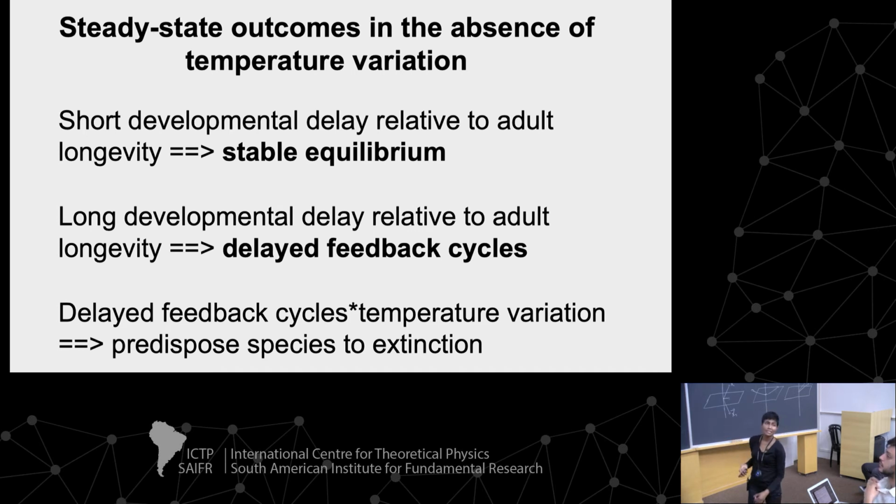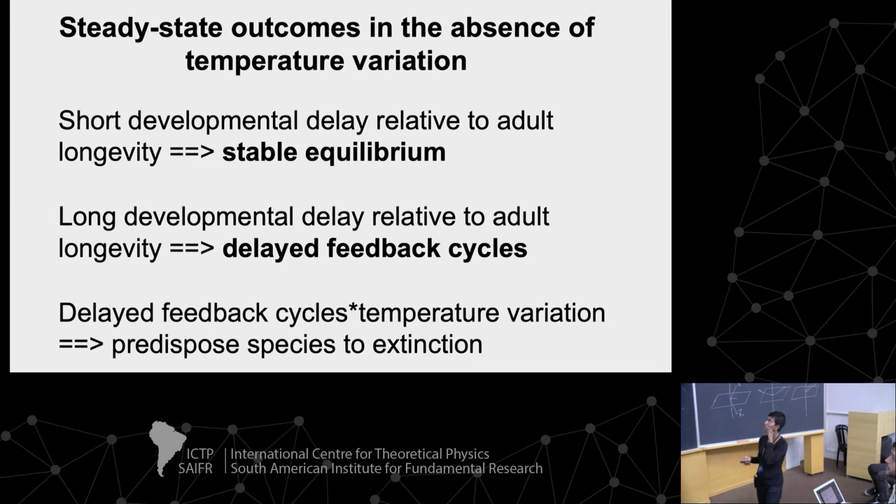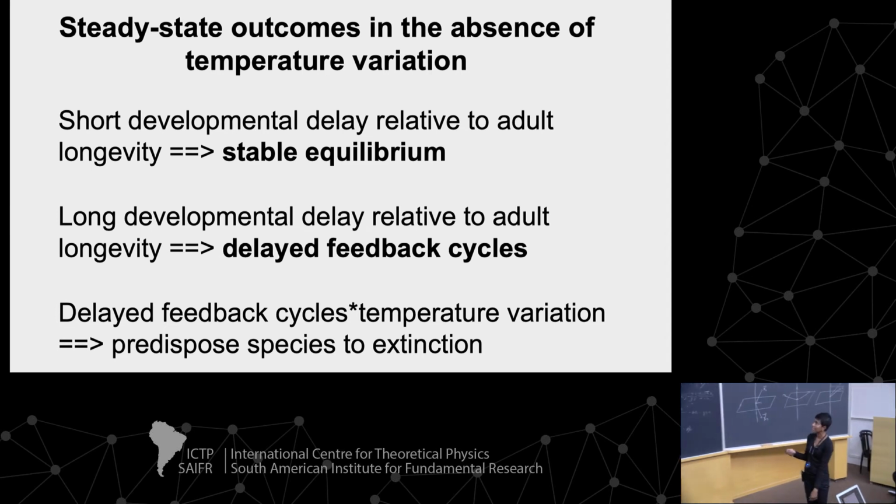If the developmental delay is short relative to adult longevity, then you get a stable equilibrium in these systems. And these are well known from decades of study for all kinds of different delay systems. And this makes sense, right? Long delay relative to adult longevity, you get delayed feedback cycles. That's what you get in chaos. That's what you get any time you have a delay that leads to overcompensation or undercompensation in the density dependence. So that's to be expected.